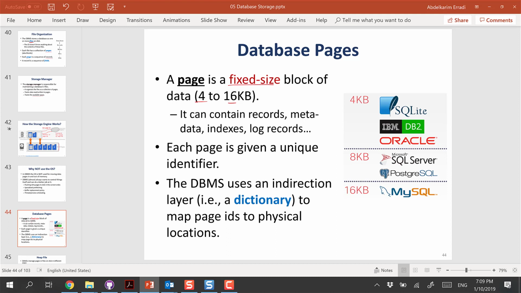For example, DB2, Oracle, and SQLite use a page size of 4 kilobytes. SQL Server and Postgres use 8 kilobytes, and MySQL uses 16 kilobytes. Okay, and these pages will contain blocks, metadata, indexes, log records, anything the database maintains at the end of the day is stored in pages. So the database does not only take care of data. We have metadata. What do I mean by metadata? What could be an example of metadata?